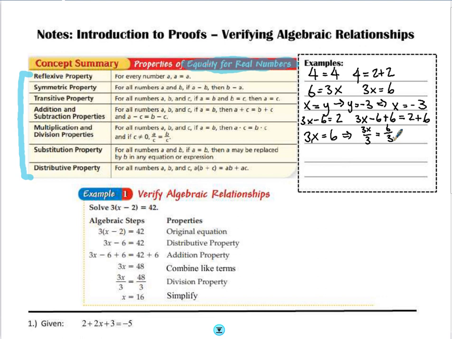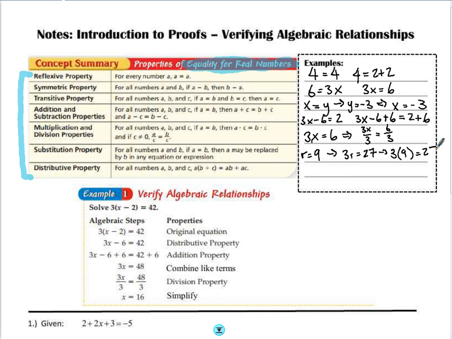Then there is the substitution property: for all numbers a and b, if a is equal to b, then a may replace b in any equation or expression. This is really helpful when we're talking about systems of equations. Let's just say r is equal to 9, and we're given an equation where 3r is equal to 27. What I can do is plug in, or substitute, 9 in for r.